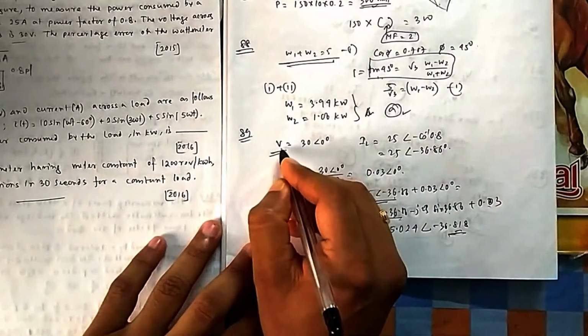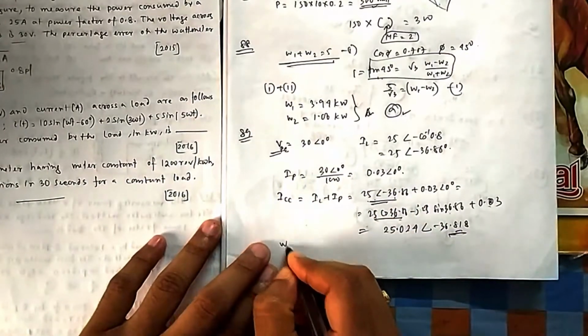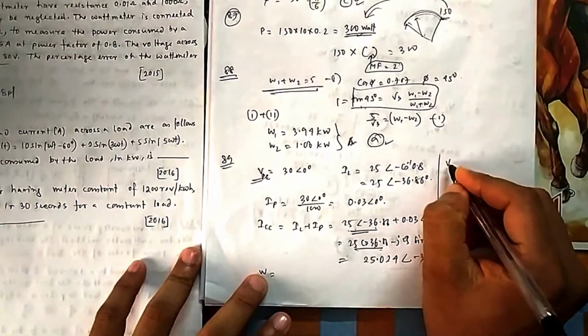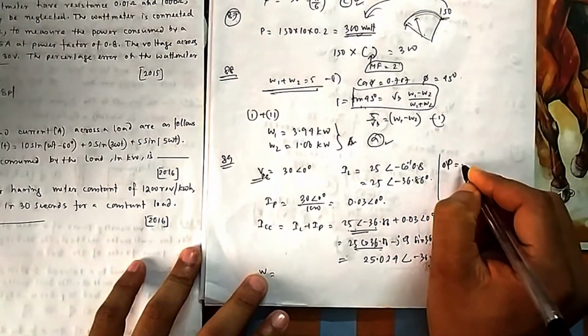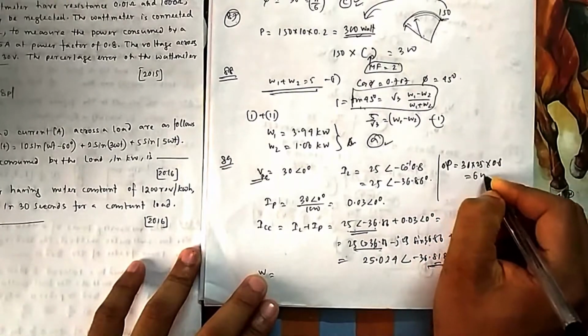This is the voltage that is measured. This is also the voltage of the pressure coil. The pressure coil is also sensing the same voltage. So what will be the power it will measure? What is the actual power? Actual power is VI cos phi. V is 30, current is 25, cos phi is 0.8. So this is the actual power, 600 watt.